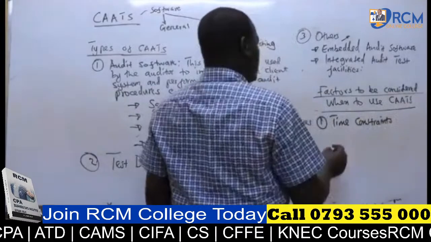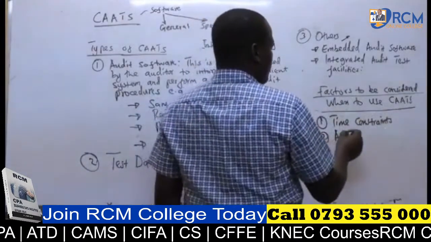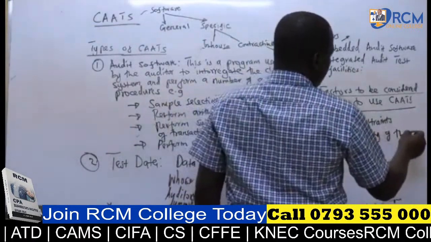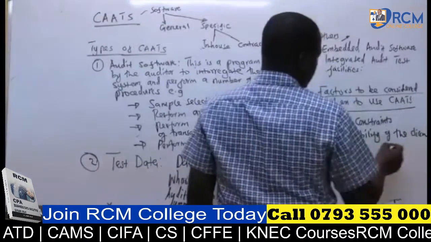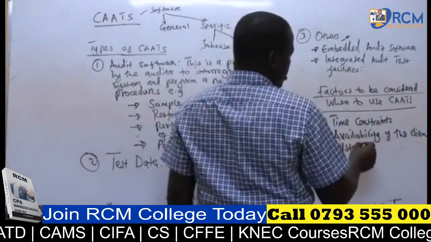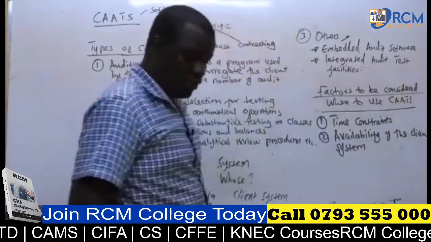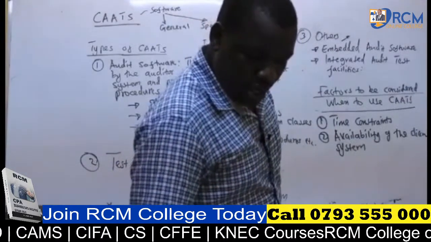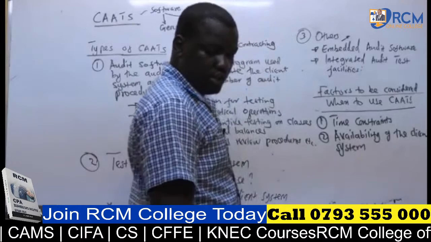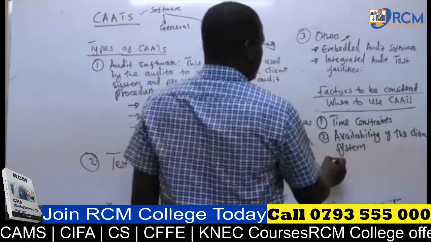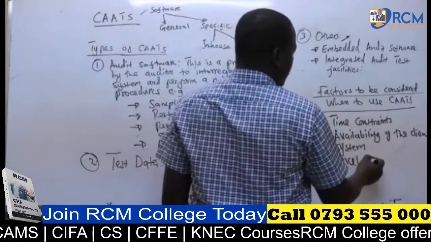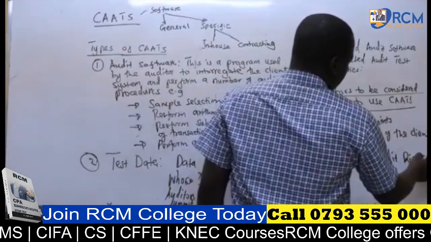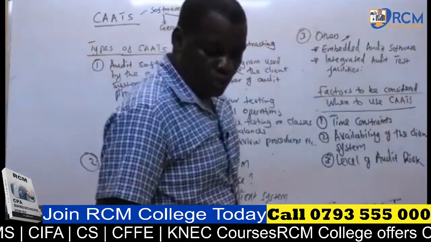Number two is the availability of the client system. Sometimes the client may not cooperate with the auditor. They may not allow the auditor to install software in their system. The other one is the level of audit risk, which also determines whether the auditor is going to use CAATs or not.